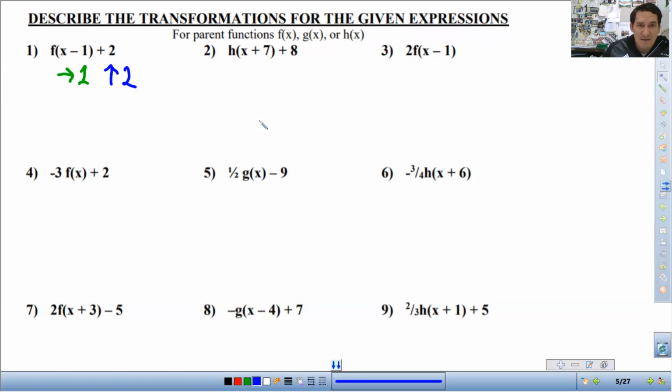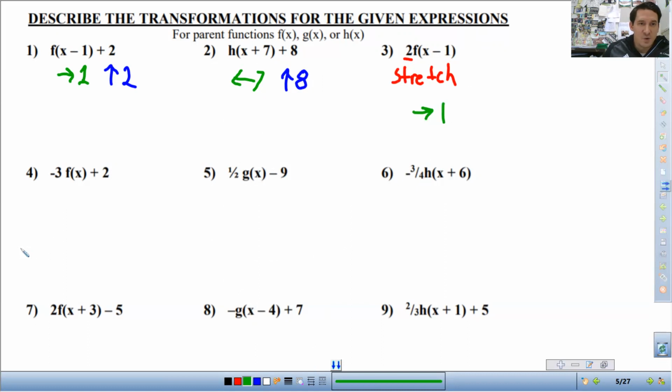X plus 7, remember that's opposite, so you'd think it would be a shift to the right, but that's going to be a shift to the left 7, plus 8 is going to be up 8. First thing, the 2, that's a stretch. And then the minus 1 again is a shift to the right 1.